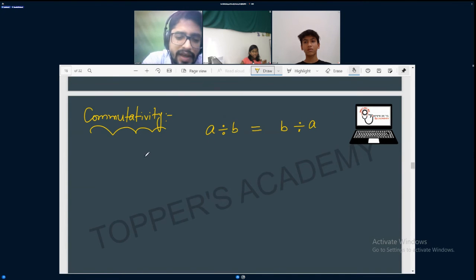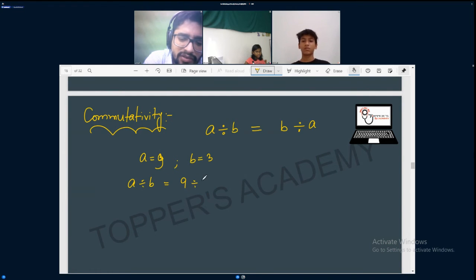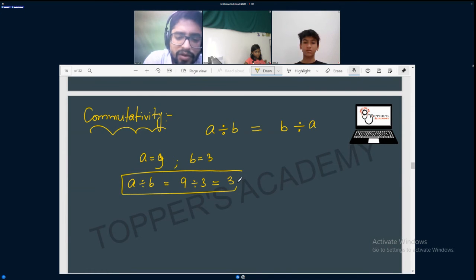If you choose A as 9 and B equal to 3, then A divided by B is what? A divided by B means 9 divided by 3, which is equal to 3. But if you check the right hand side, B divided by A is 3 divided by 9.